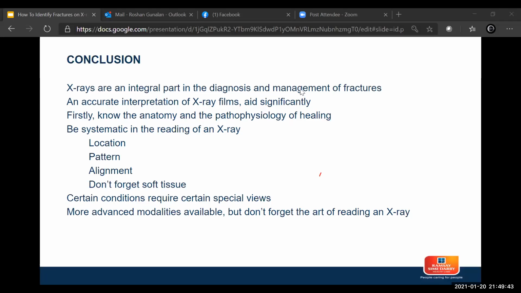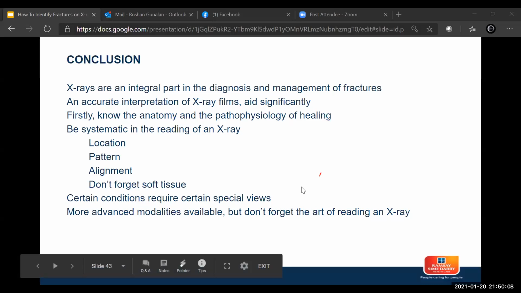Integral part of diagnosis and management. I'm just reading it off anyway. An accurate interpretation of X-ray films aids significantly. Firstly, know the anatomy and the pathophysiology of healing before you start reading X-rays. Be systematic: location, pattern, alignment, and don't forget soft tissue. Certain conditions may require special views and different types of interpretation. And of course, more advanced modalities are available, but you should never forget the art of actually reading an X-ray.